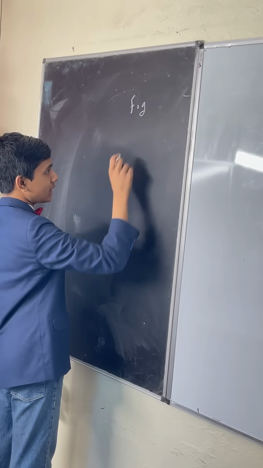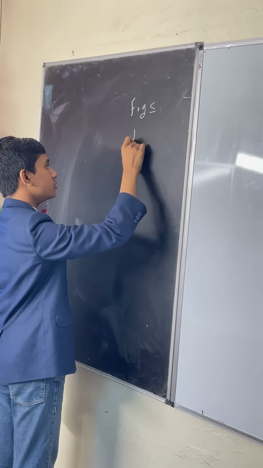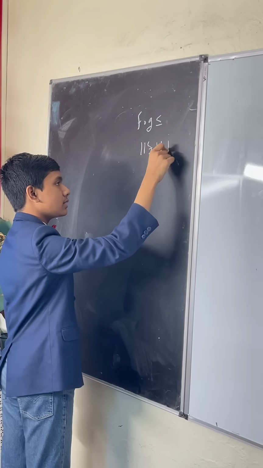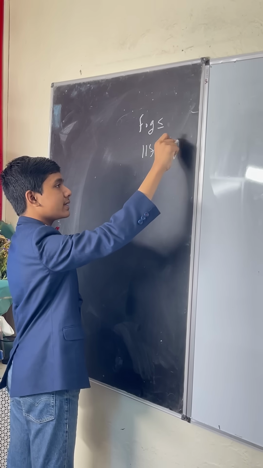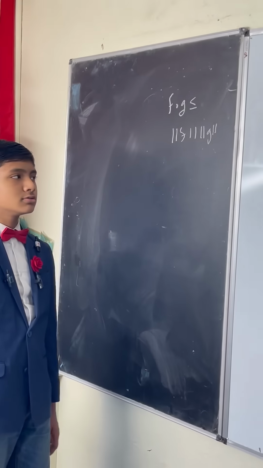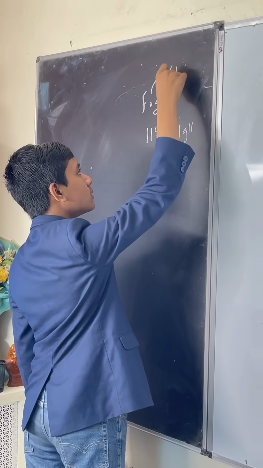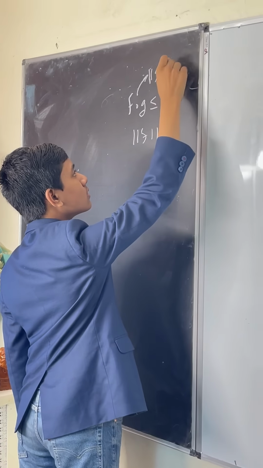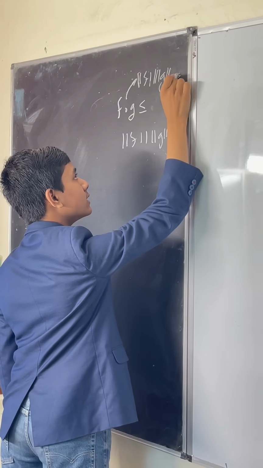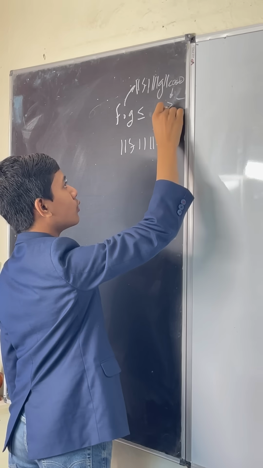f dot g has to be less than or equal to their norms multiplied together. And that makes sense once you learn to prove that the dot product is just the norms multiplied together times cosine theta, which cannot ever be greater than 1.